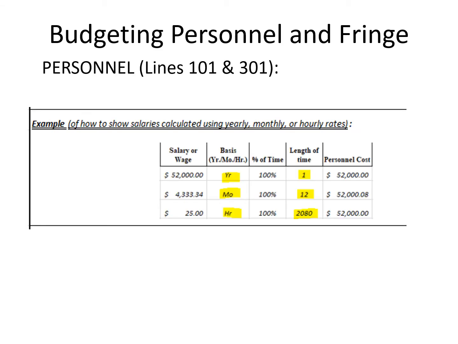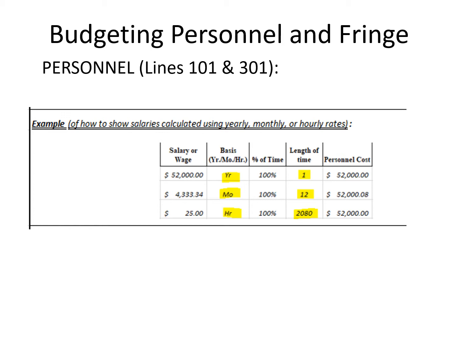Here's an example of the personnel tab. Here's how you would enter an employee who has an annual salary. You put their annual salary there. The basis would be years. Then here you would add the percentage of time that they spend in this particular grant you're budgeting, and then the length of time. And this final column will automatically calculate based on the information you put about that particular employee.